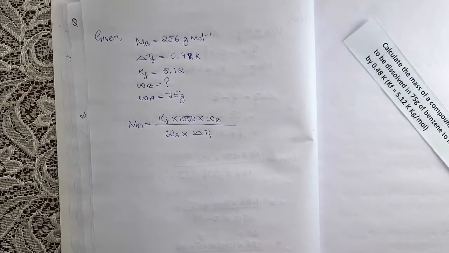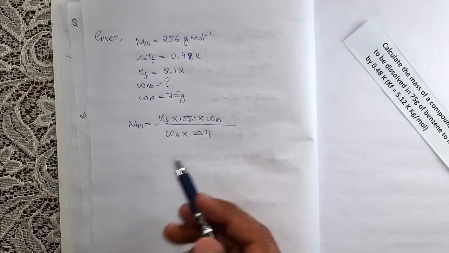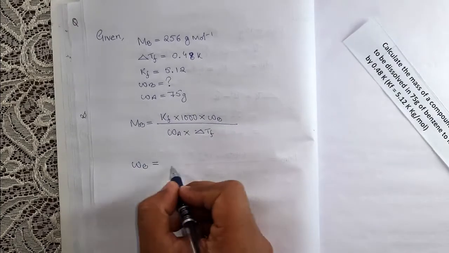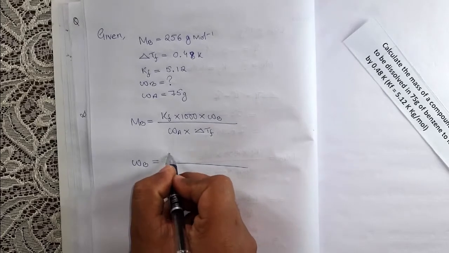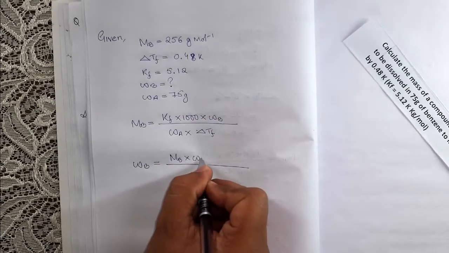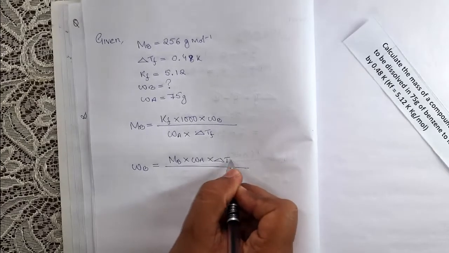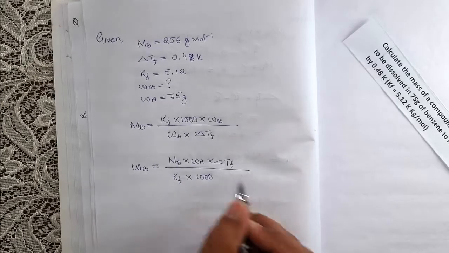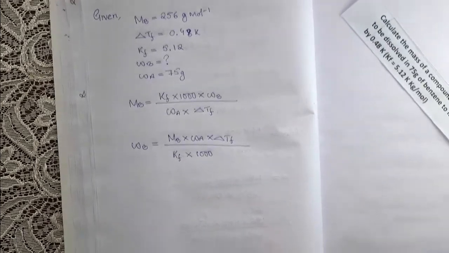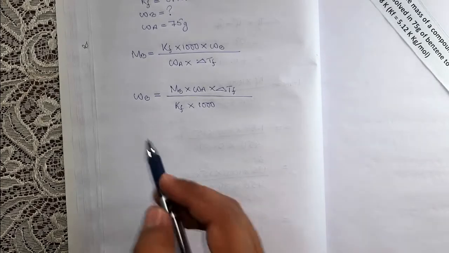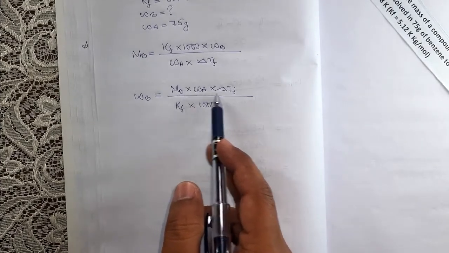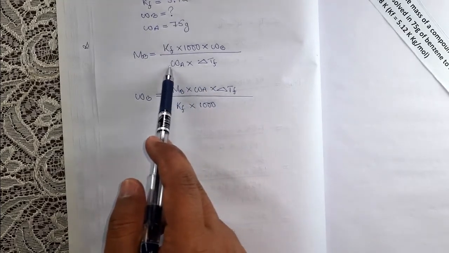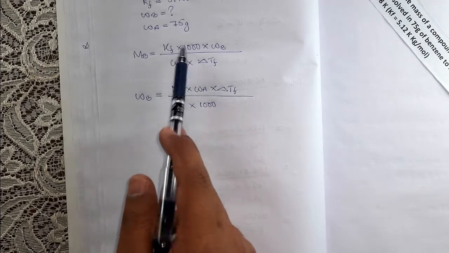So here is our formula. We are going to calculate WB, so I need to rearrange the formula. So here is the rearranged formula. WB is equal to MB into WA into delta Tf divided by Kf into 1000. So you're going to multiply all these values and divide by these two.